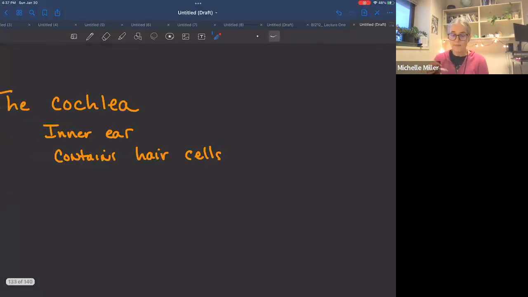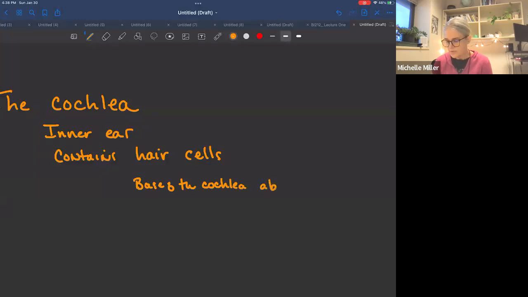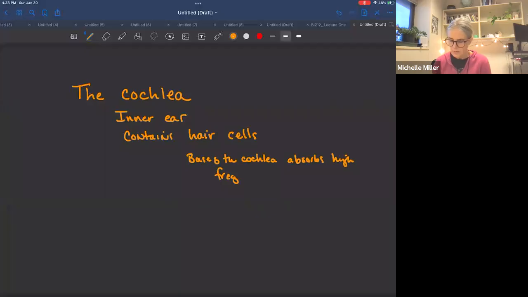The base of the cochlea has hair cells that absorb high frequency sounds. So just as an example, the base of the cochlea absorbs high frequency sound waves. The apex of the cochlea absorbs the low frequency.